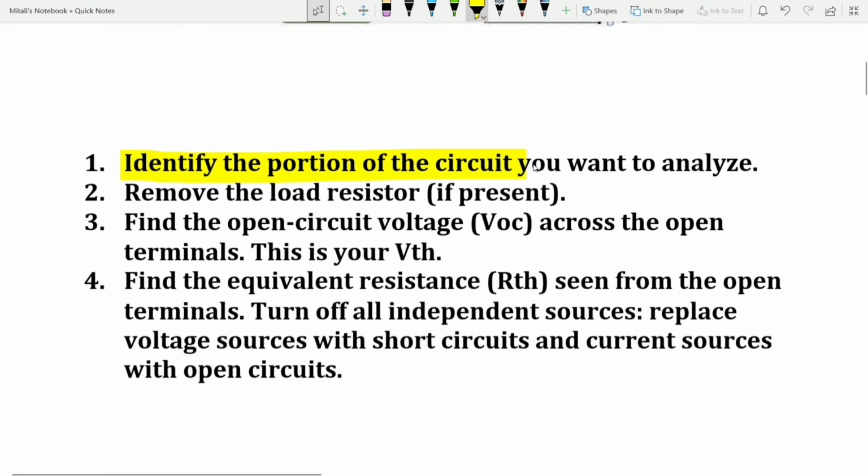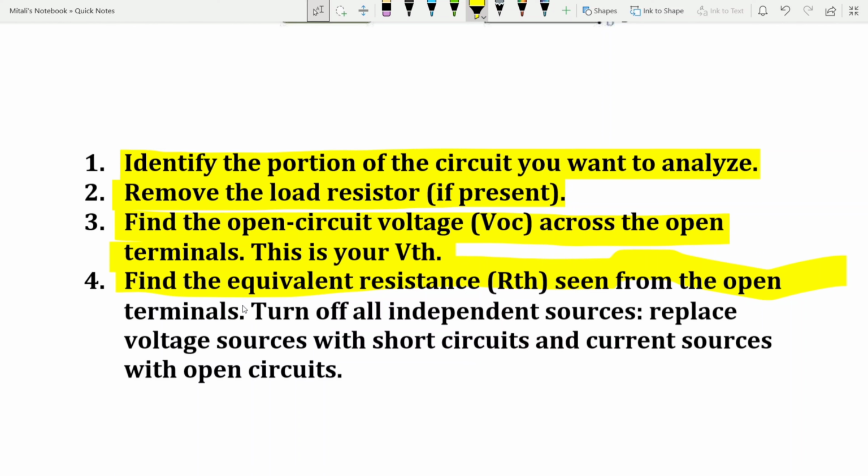Identify the portion of the circuit you want to analyze. Remove the load resistor if present. Find the open circuit voltage VOC across the open terminals. This is your VTH. Find the equivalent resistance RTH seen from the open terminals. Turn off all independent sources. Replace voltage source with short circuit and current source with open circuit.